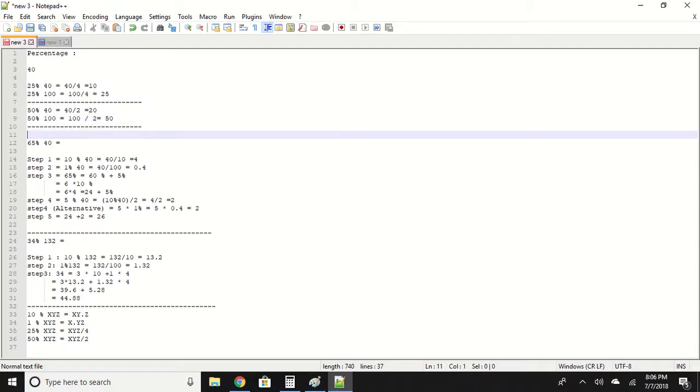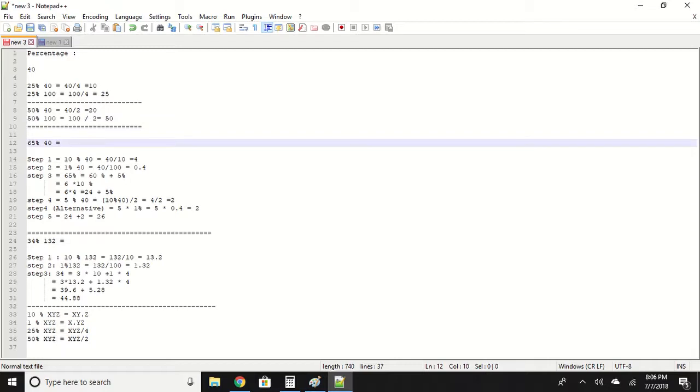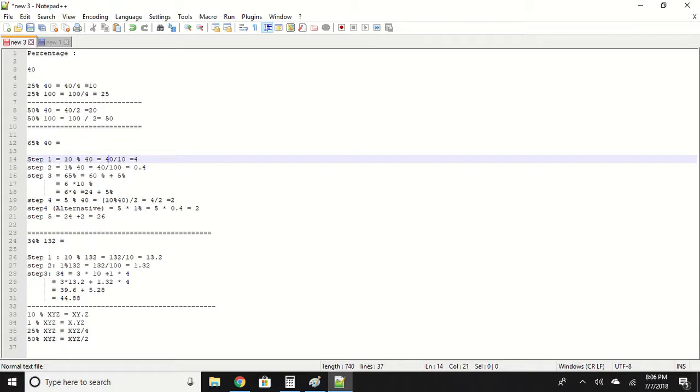So what if they ask us 65% of that number, 40, right? Let's take 5 steps, as you can see below, and see how we can finish this question. For 65% of 40, the first step is to find out what 10% of 40 is. That is 40 divided by 10, that's going to be 4.